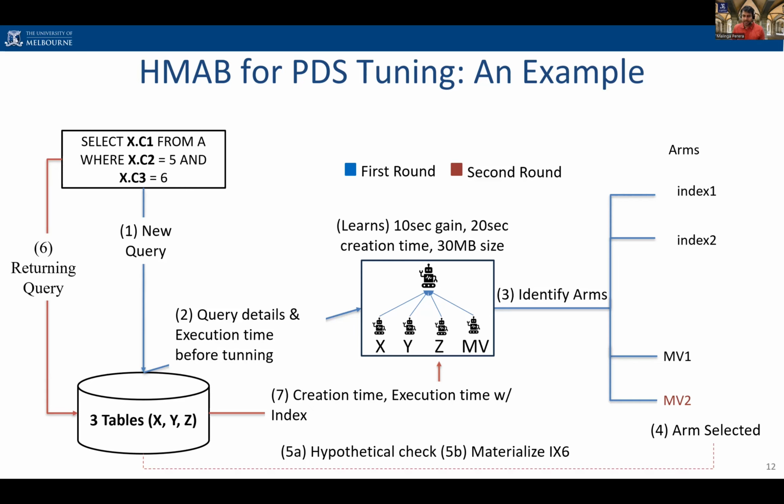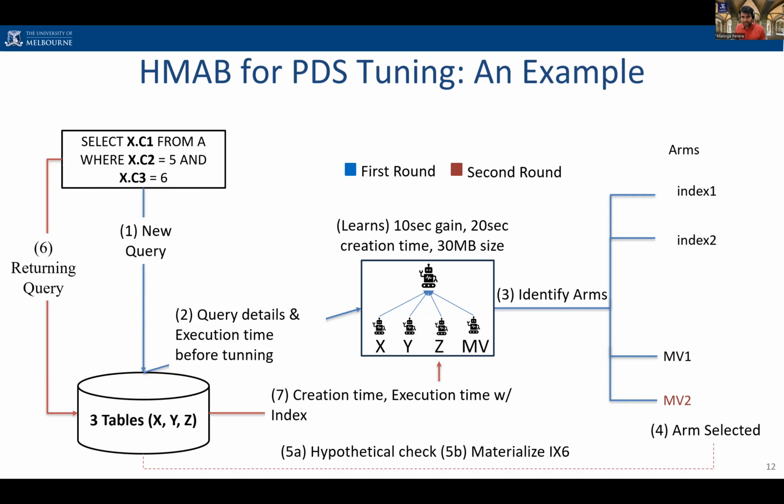When the same query returns, the bandit will again observe the performance after tuning. And in this example, the bandit observes a 10-second gain in execution time. At the same time, the bandit is mindful about the creation cost of the index as well as its memory consumption. This reward gets distributed to relevant bandits. In this case, it would be the L2 bandit and the MV bandit.